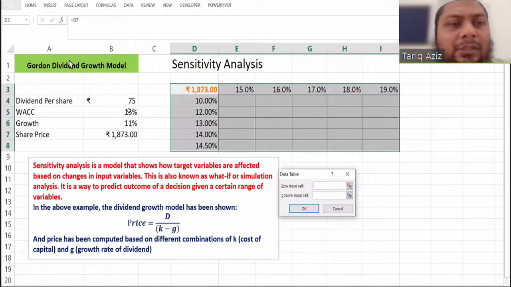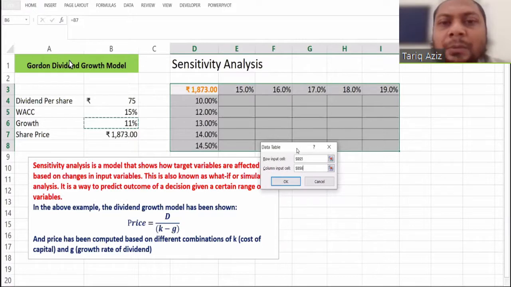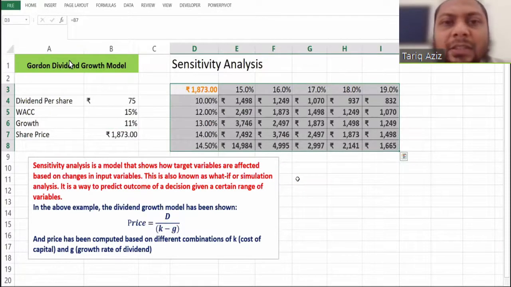So I will tell the software that this is the cost of capital, which is situated in B5. Similarly, I will provide a reference for the column figures, that is the dividend growth rate. After providing the reference of the column and row, I will click OK. And it will calculate the different possible share prices based on different combinations of cost of capital and dividend growth.